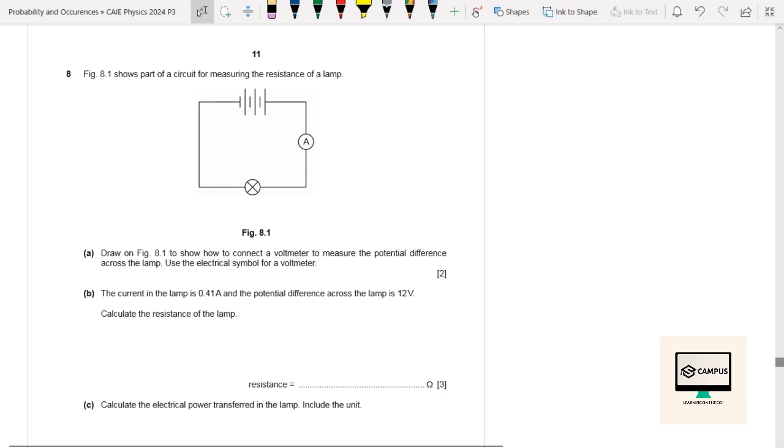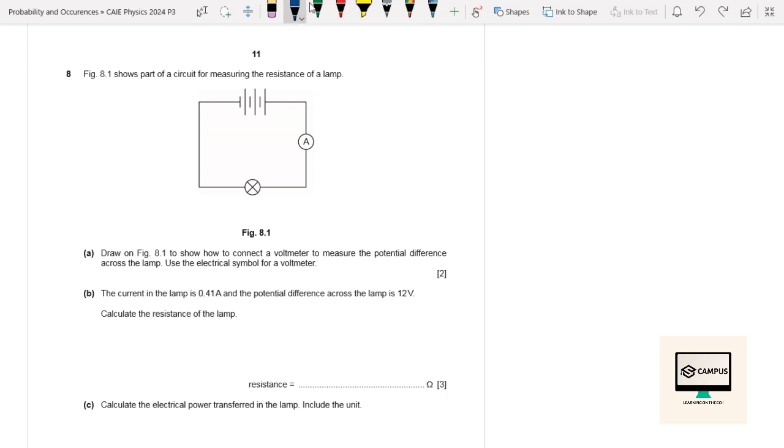Figure 8.1 shows part of a circuit for measuring the resistance of a lamp. In figure 8.1, we can see that there is a battery, and we have an ammeter which is placed in series, and then we have a lamp. What we need to do is draw on figure 8.1 to show how to connect a voltmeter to measure the potential difference across the lamp. Use the electrical symbol for the voltmeter.